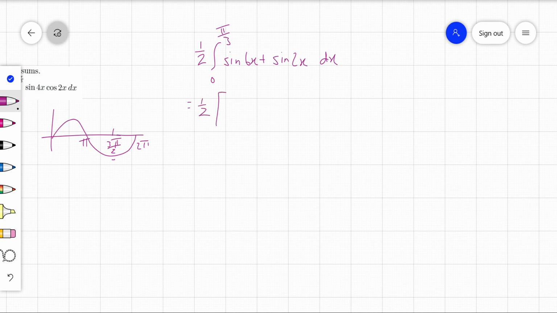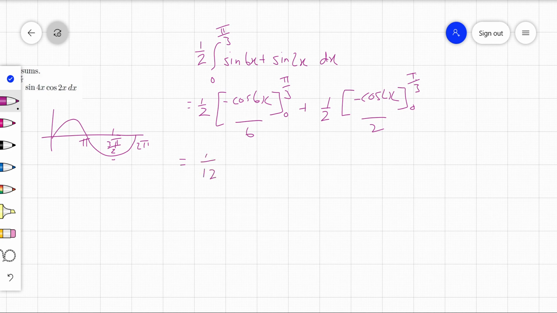Sine 6x goes to negative cos 6x on 6. I'm going to keep that a half again. And here I'm going to get negative cos 2x on 2. All right, so if I do put the 6 out there, so 1 on 12, and to take care of that minus, I'm just going to substitute in the opposite order to what we normally do. So I'm going to sub the 0 in first. So cos of 0 is 1 minus, now I'm going to sub the pi on 3.